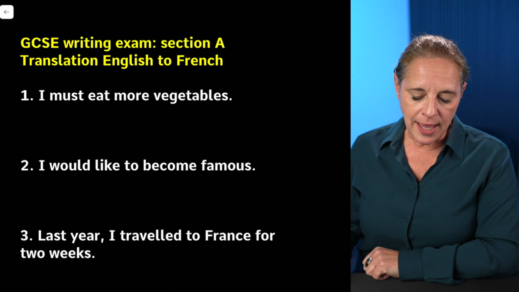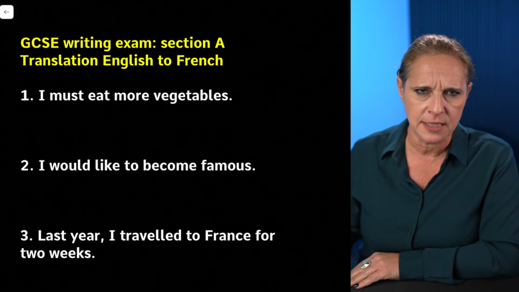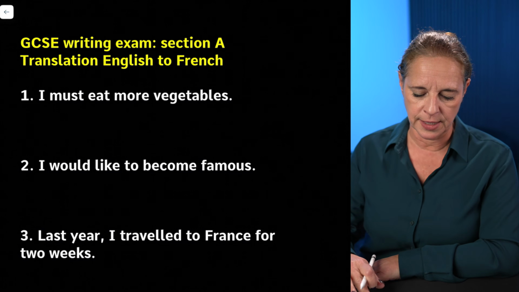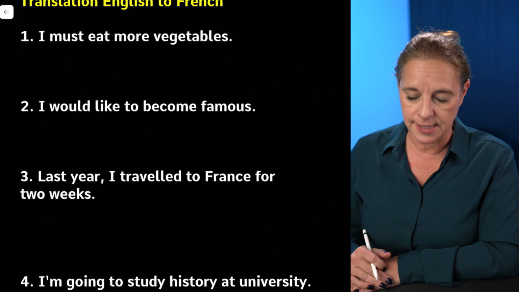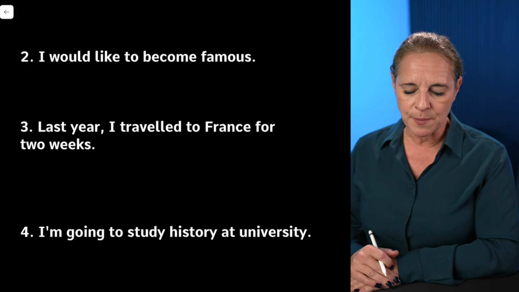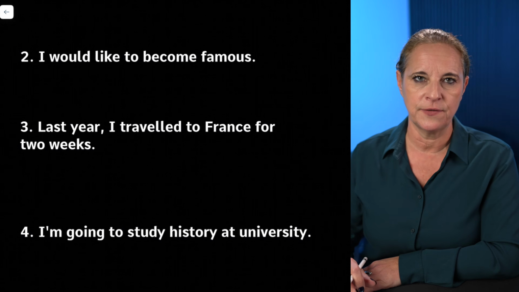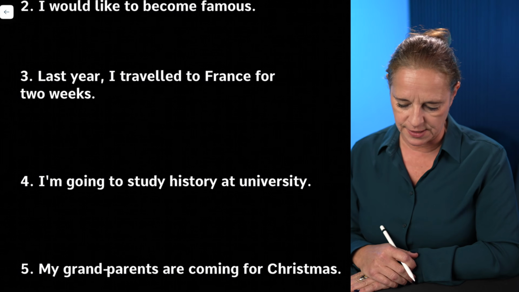So let's have a look at how to translate as fast and efficiently as possible, because it's all about accuracy in this exam. What does this look like? I have 5 sentences here. The first one is, I must eat more vegetables. The second one is, I would like to become famous. Number 3, last year, I traveled to France for 2 weeks. Number 4, I'm going to study history at university. It's very random. Number 5, my grandparents are coming for Christmas.